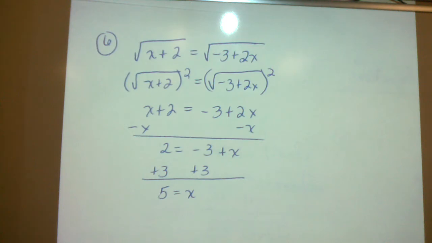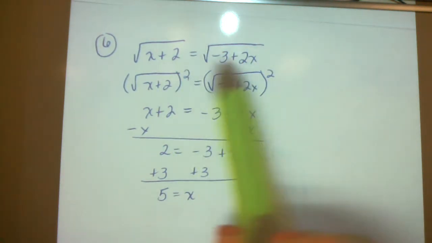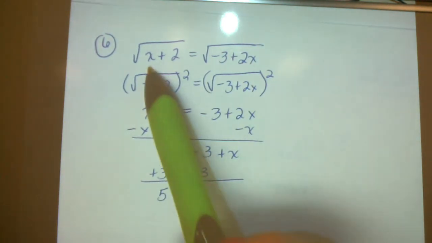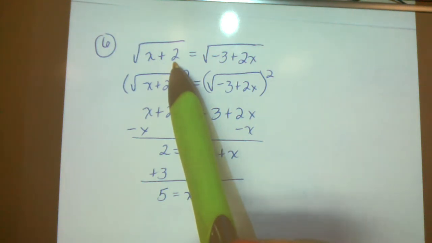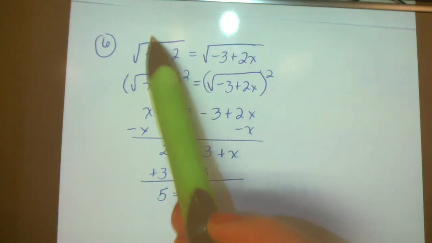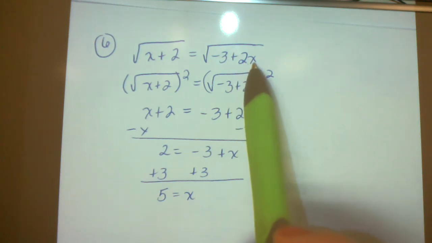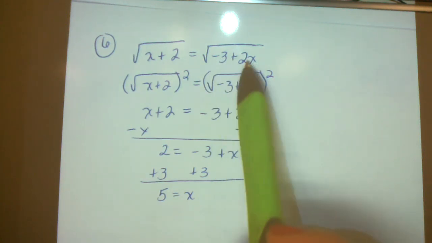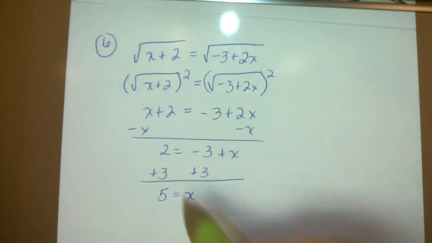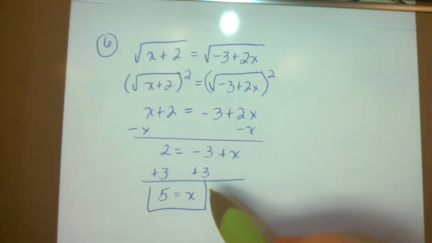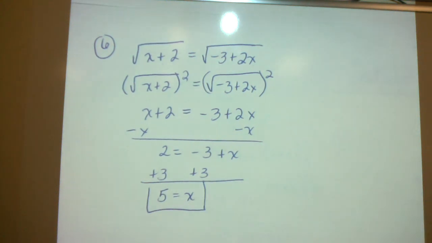Now I'm going to check this. Let's see what happens. I should get the same on both sides. 5 plus 2 is 7. Now 7 isn't a perfect square, but I can leave it as the square root of 7. So I should be getting the square root of 7 here. 2 times 5 is 10. Negative 3 plus 10, 7. Matches. Square root of 7 is equal to the square root of 7. And that is solving radical equations.